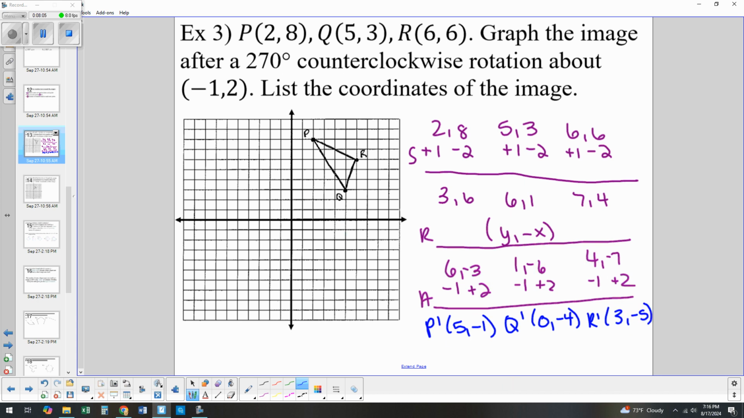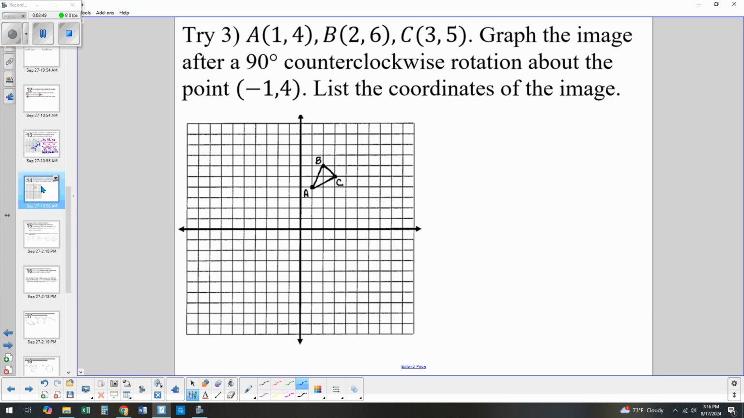So (5, -1), (0, -4), and (3, -5). Oop, that's a bad line. It's a little harder to judge based on the picture if we were totally right. The things we should be looking for are making sure that the pre-image and the image are the same shape, the same size, and that it's still moved in the direction we thought it should. So 90 degrees clockwise is the same as 270 counterclockwise, so one turn this way, it looks like we did it correctly.